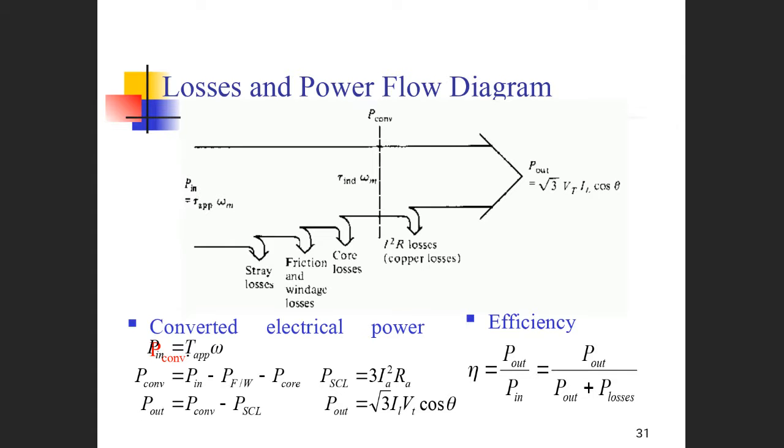In comparison with the motors, the generator's input power is the mechanical power. Usually, there is a so-called engine that drives the mover, or the rotor, of the generator. The input mechanical power can be described using the applied torque, T applied, and the mover speed, omega m. So this is the mechanical input power.